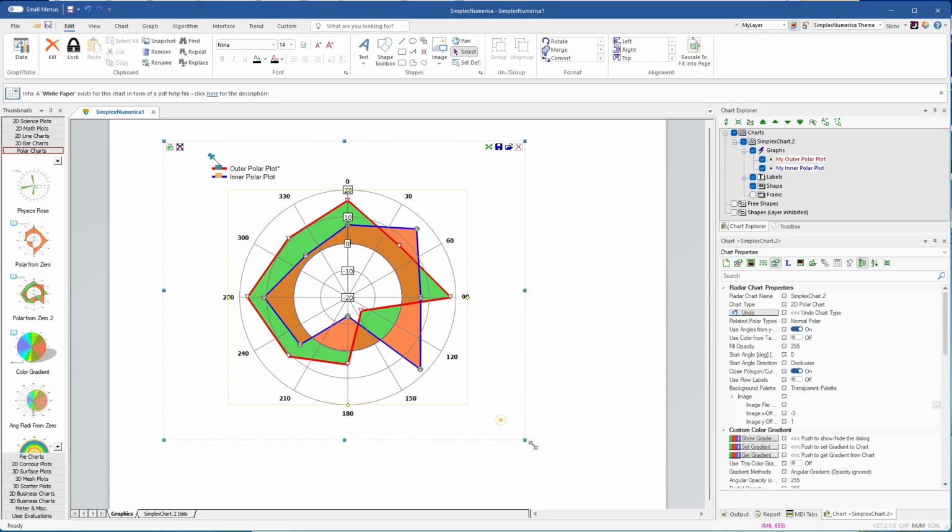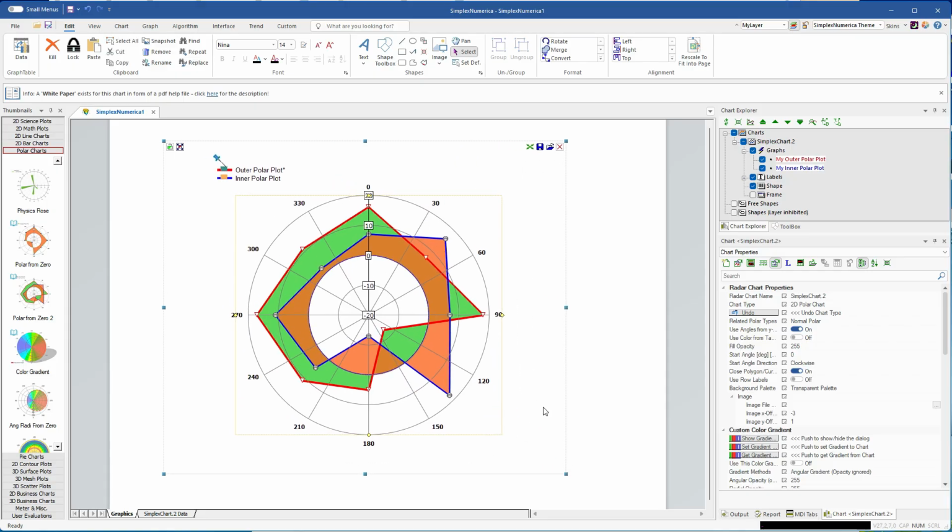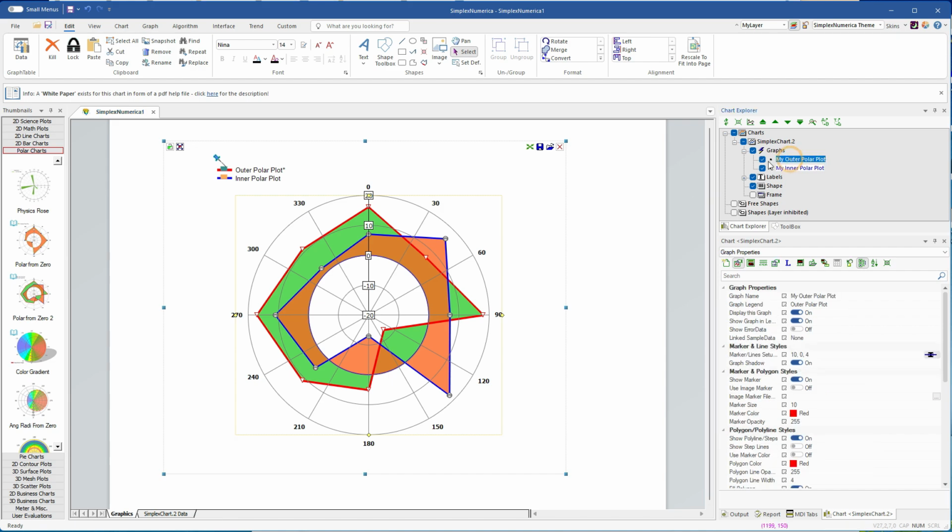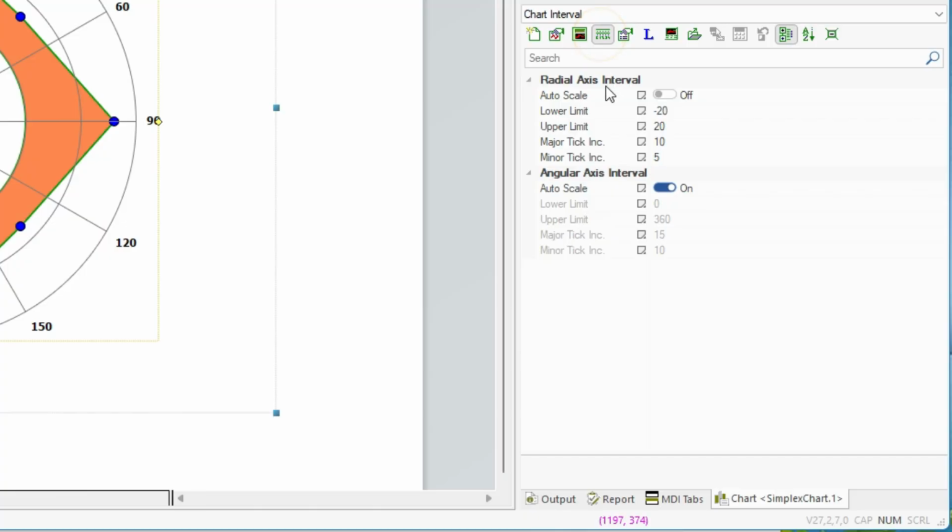The X column contains the diagram values to be displayed, the deflection of the diagram in radial direction, and the Y column contains the corresponding angle position. To move the 0 line outward, use the scaling properties, radial axis interval, lower limit. Enter the desired negative value in the lower limit. Here, in the example, -20. Switch off the radial axis interval.